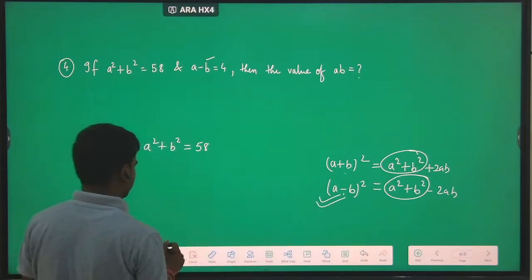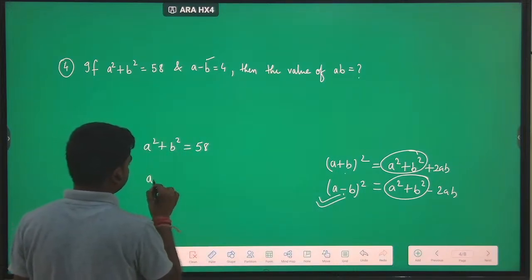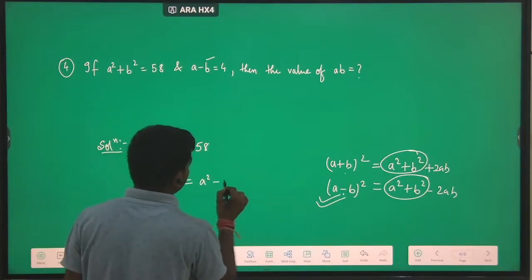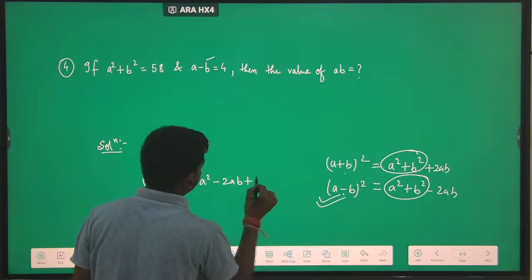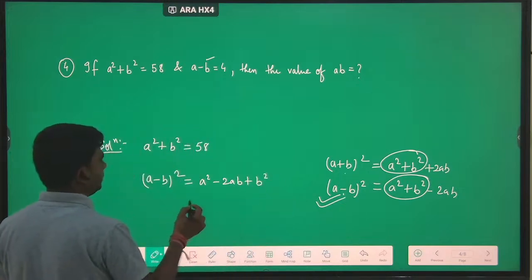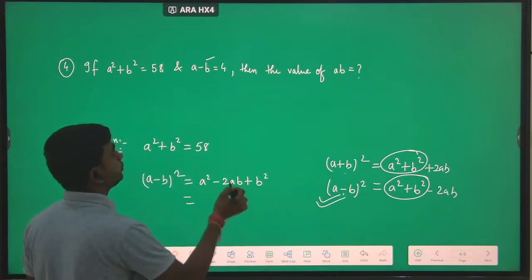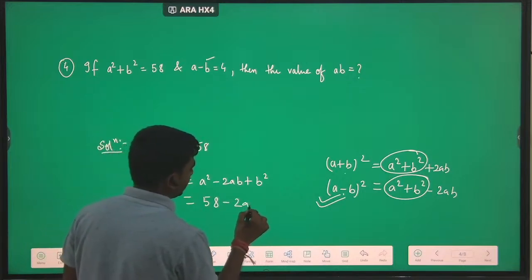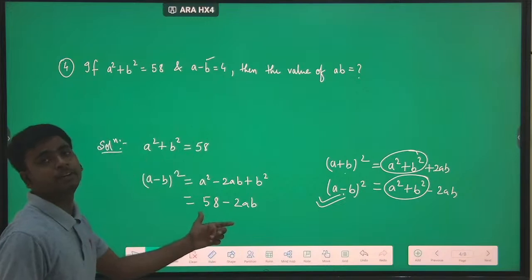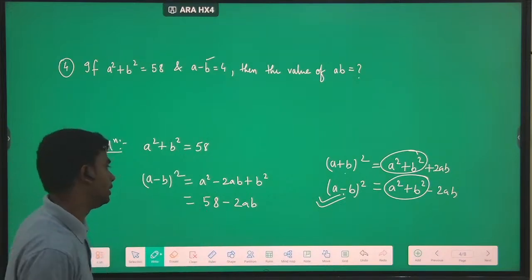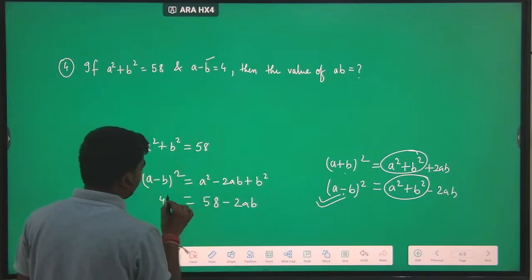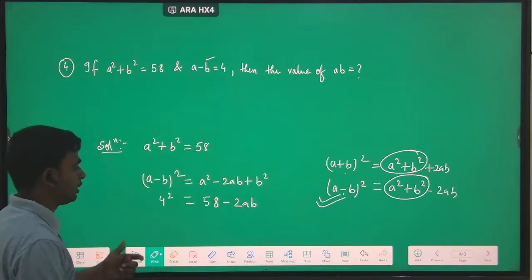So our identity is a minus b whole square is equal to a square minus 2ab plus b square, and the value of a square plus b square is given as 58. So it will be 58 minus 2ab. And a minus b value is given as 4, so it will be 4 square. So what are we getting?